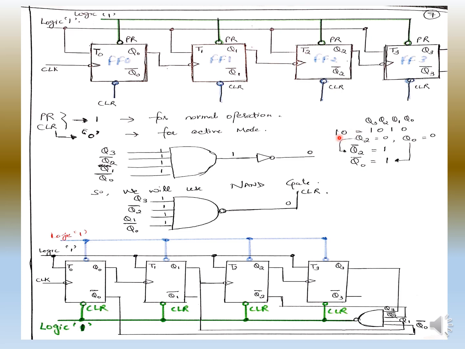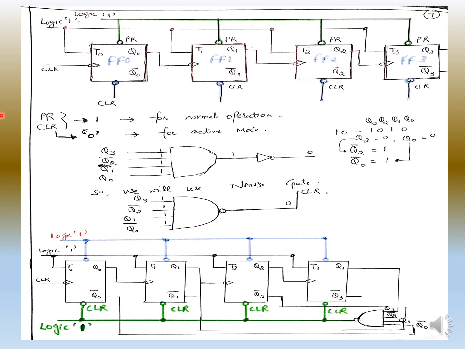Now I have written here 10th state. Why 10th state? Because we have to design a mod 10 counter. That means the counter is not going to count this 10th state. It will just count to the 9th state, and when it comes to the 10th state, it will go to 0. That means this clear operation will make all outputs 0, 0, 0, 0. You understand this? So basically the counter will reset to 0, 0, 0, 0, and then again the counter will start counting.